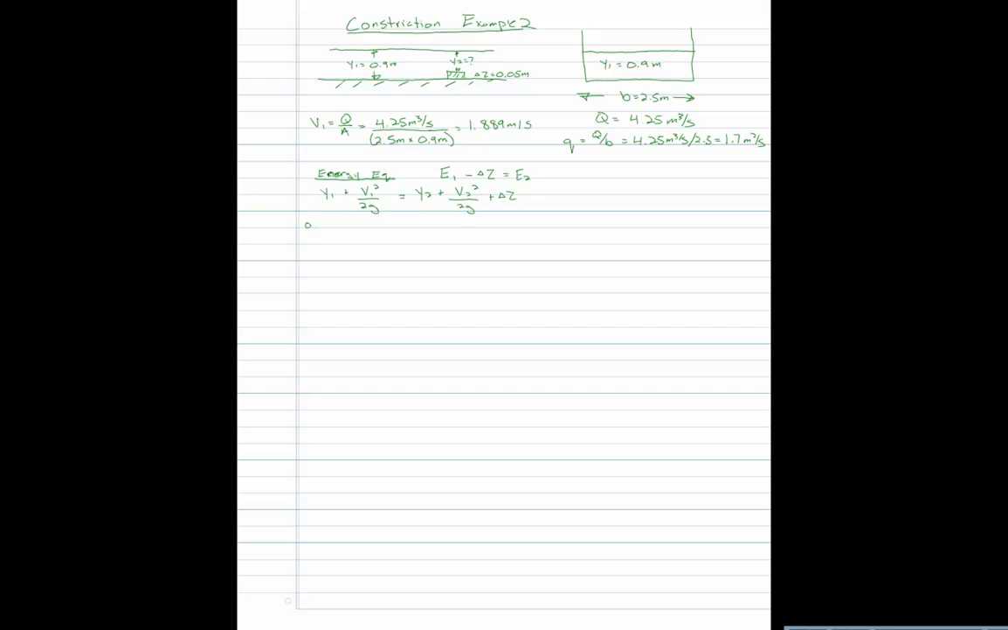Alright, our initial flow depth is 0.90 meters. The initial velocity, 1.889 meters per second squared divided by 2g is equal to y2 plus 4.25 divided by 2.5 times y2 (squared). The flow depth at 2 is an unknown. Plus 0.05 meters is that step height.